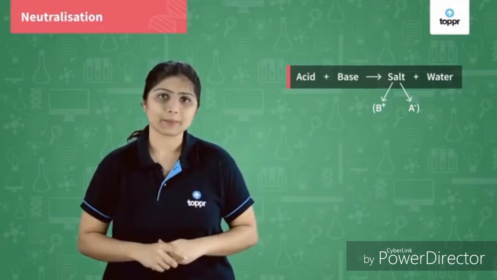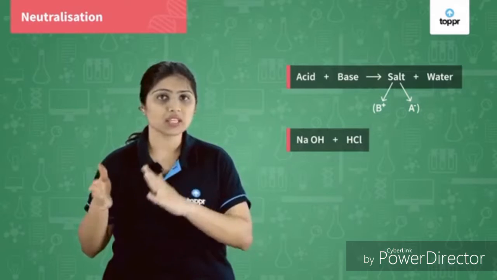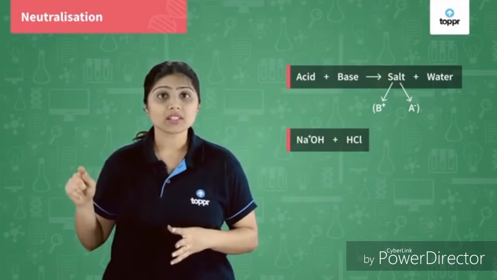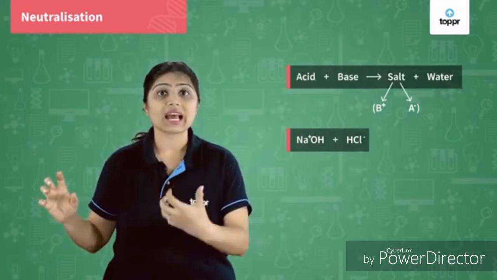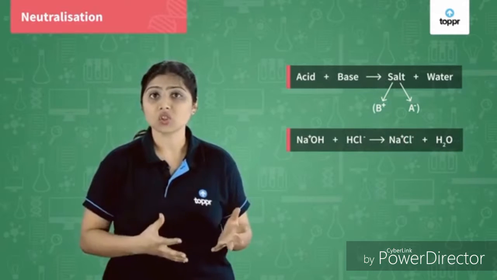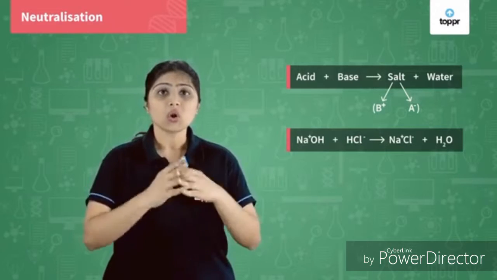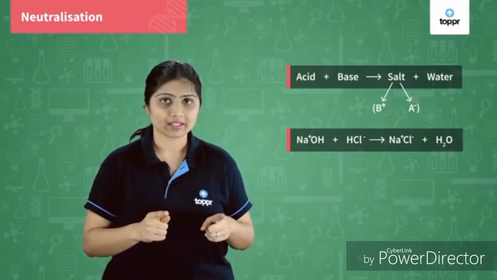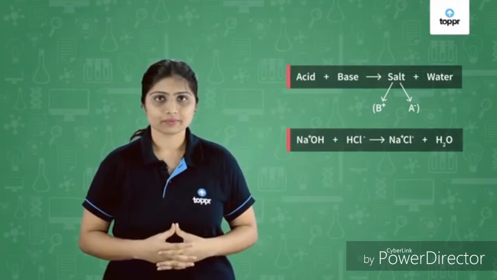Let's consider one example. If we have the base sodium hydroxide, that is NaOH, it reacts with the acid hydrochloric acid, that is HCl. Now the positive radical from the base is Na+ and the negative radical in the acid is Cl-. So both of them react together to form the salt, that is NaCl, and water is also formed during the reaction. So it is clear that a salt is made up of two radicals, positive and negative. Positive comes from the base and negative comes from the acid.